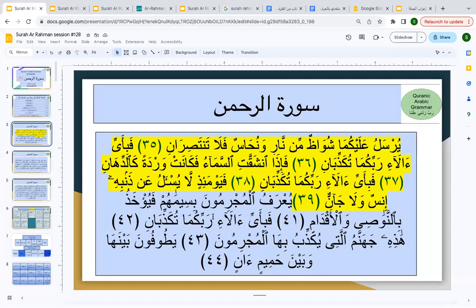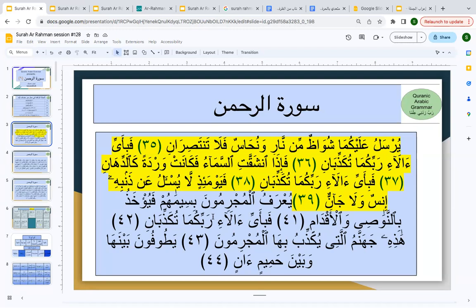There are sentences that will have no place in i'rab. There are not going to be any status for them. You cannot call them rafa, nasab, jar, or jazm. Okay. So what was the last question?